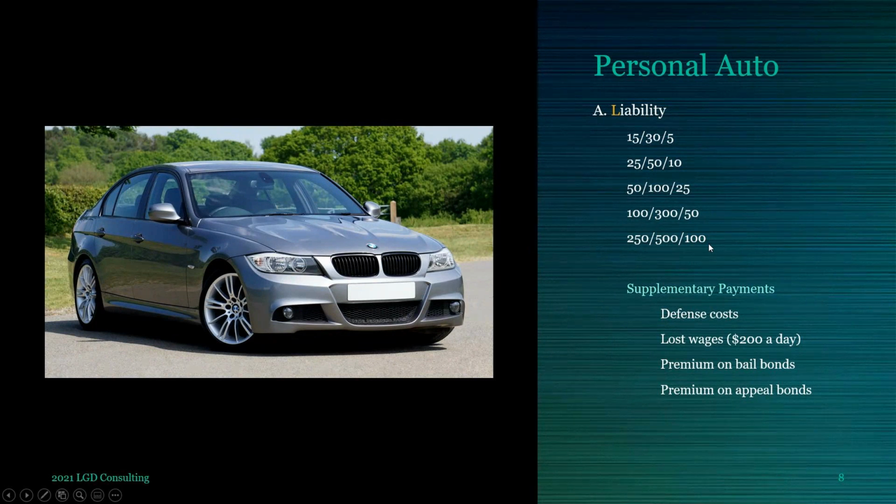So if you only had 25/50 and 10,000 for property damage, and you hit a Tesla, which is like a $100,000 car, this wouldn't be enough to fix that Tesla or replace it. And you could be paying that for quite some time. So again, if you're worth more in a lawsuit, then you definitely want to get higher liability limits. Now, with every liability coverage, there's another piece that people don't talk about called supplementary payments.